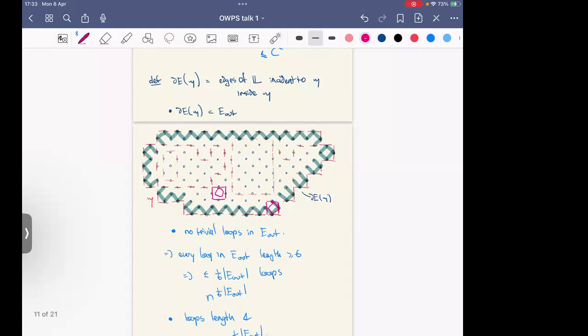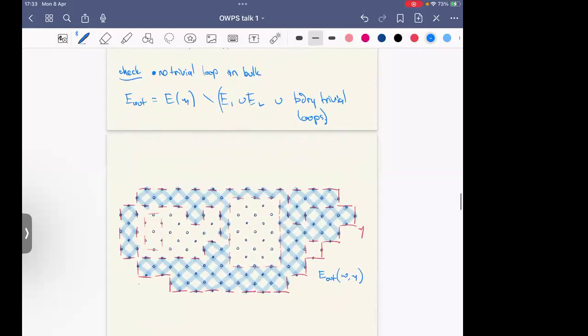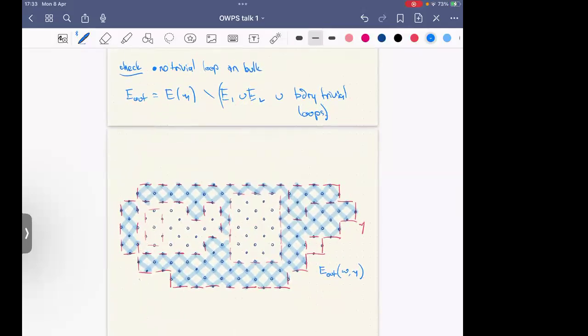So we're just going to define our way out of that and say, well, E out is the edges in gamma, take away E1 union E2 union these trivial loops on the boundary. Okay, so now here's a better picture of what we should look like. This is our E out, and here's an example of one in the boundary.